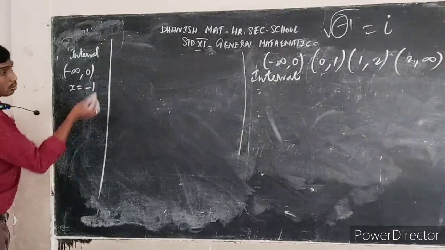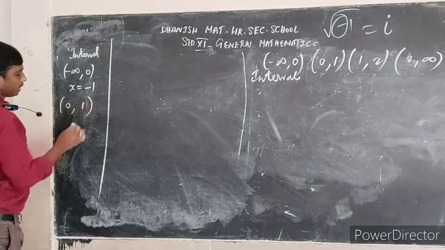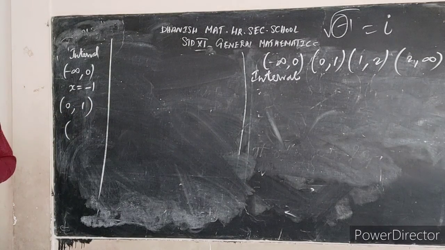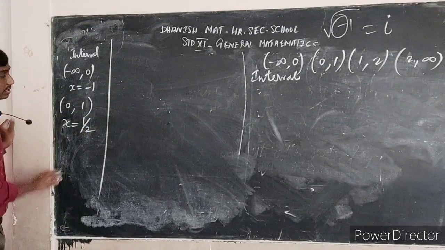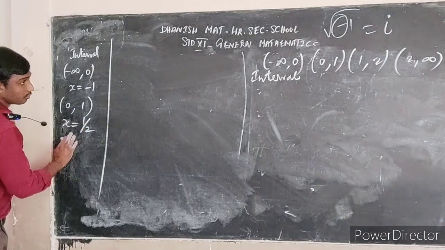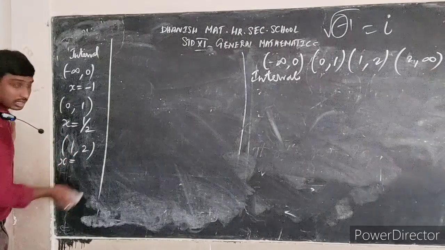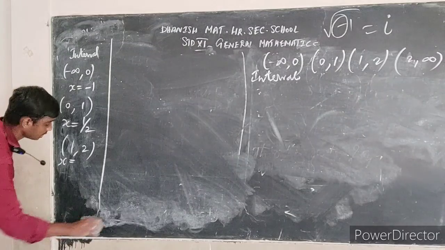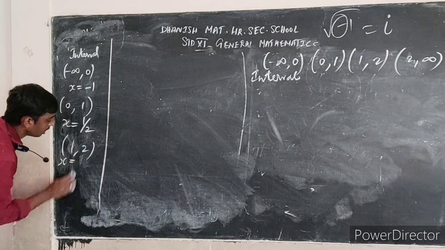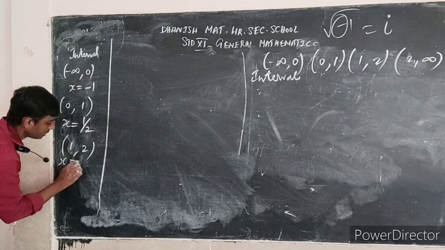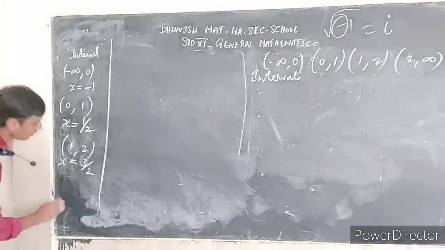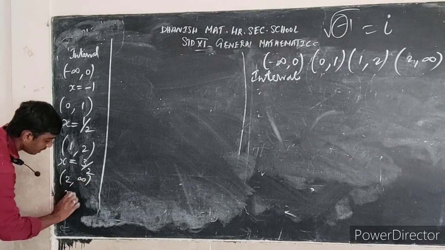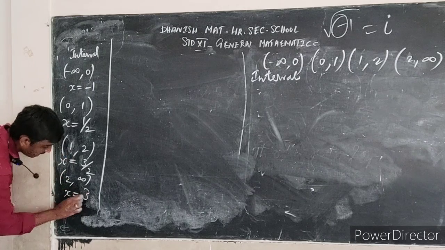Then the next interval is 0 comma 1. Here we take x is equal to 0.5, that is 1 by 2. The next interval is 1 comma 2, where we take 1.5, that is x is equal to 3 by 2. The next interval is 2 to infinity, where you take any value more than 2. So I am taking just 3.